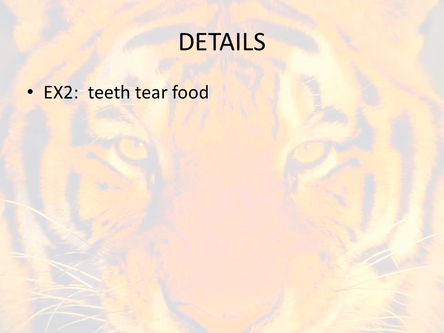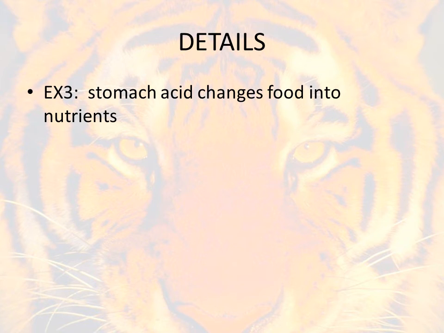Go ahead and go to number 3. For example number 3, stomach acid changes food into nutrients. So go ahead and write down that sentence and pause. All right, next up, let's try to figure out what in the world this is. Is this a physical change or a chemical change? Go ahead and write down your answer, back it up with a reason why you think so, and then unpause the video and we'll see if you get it right.